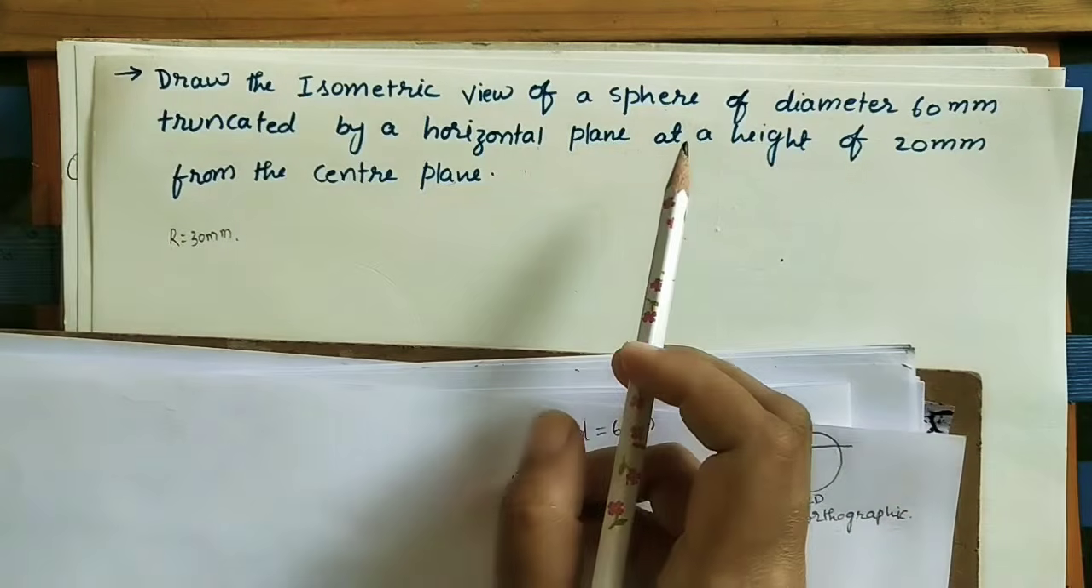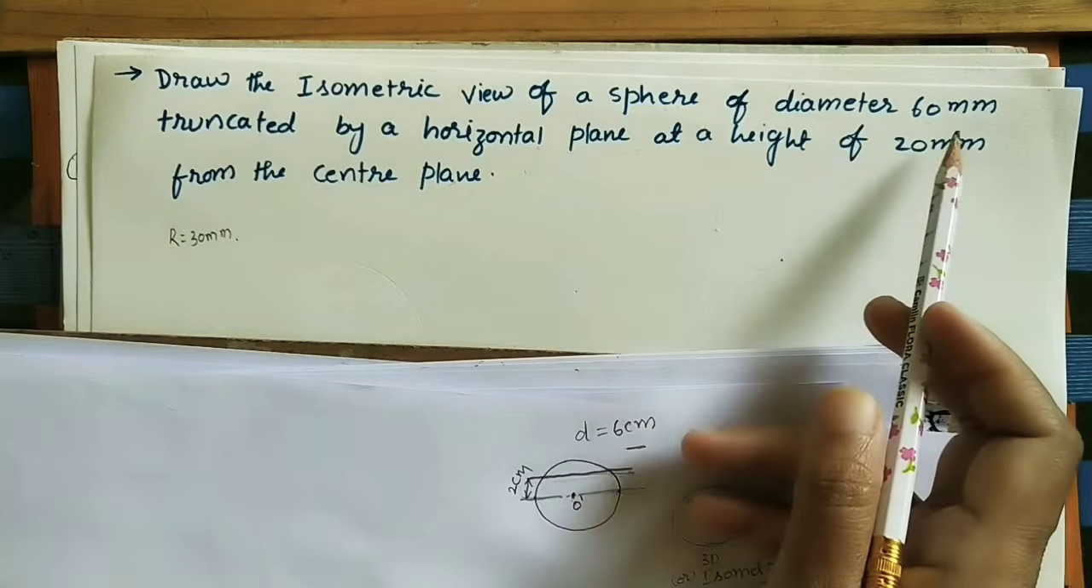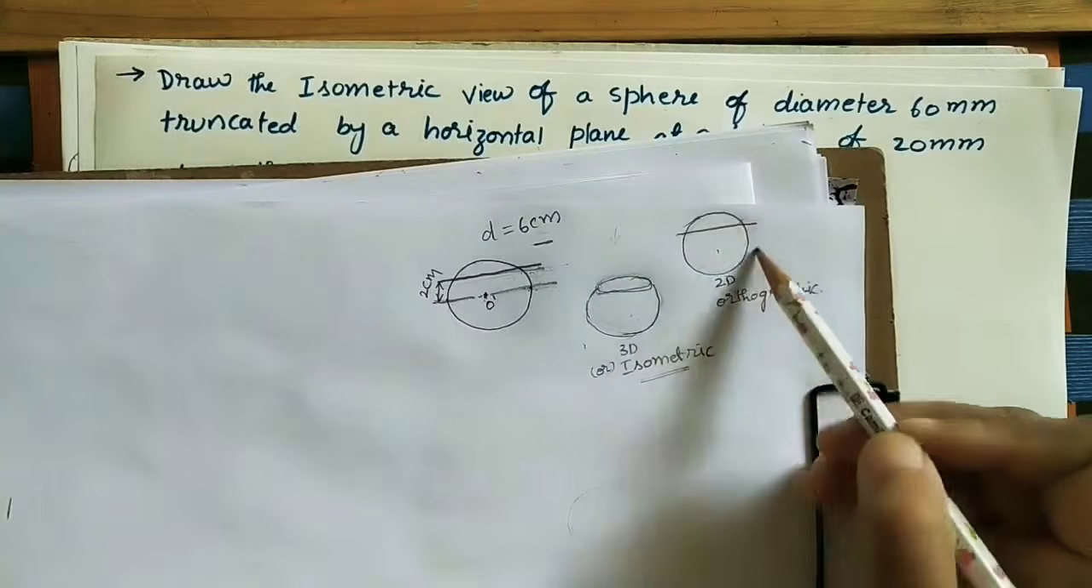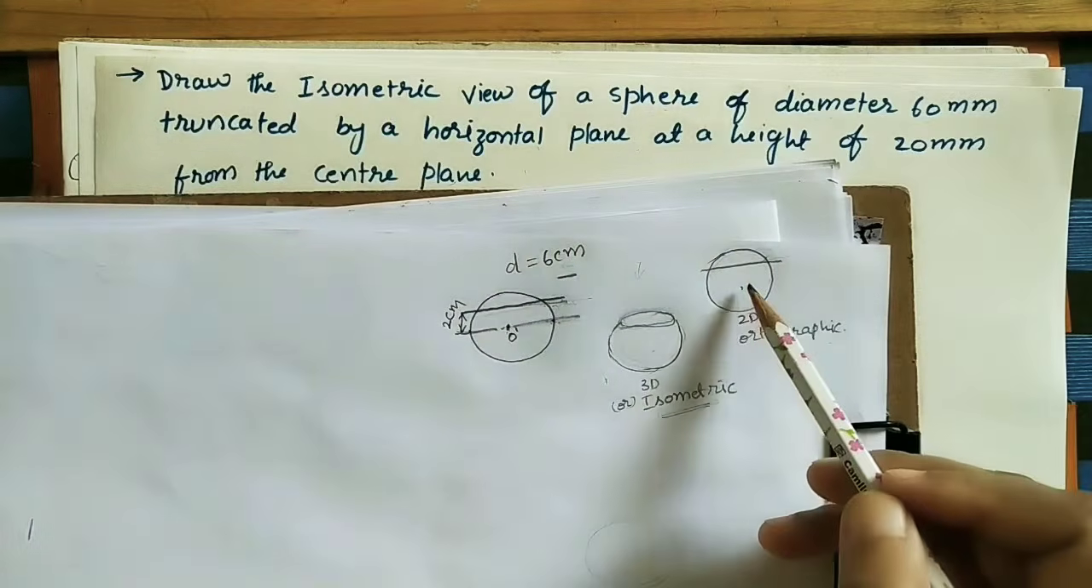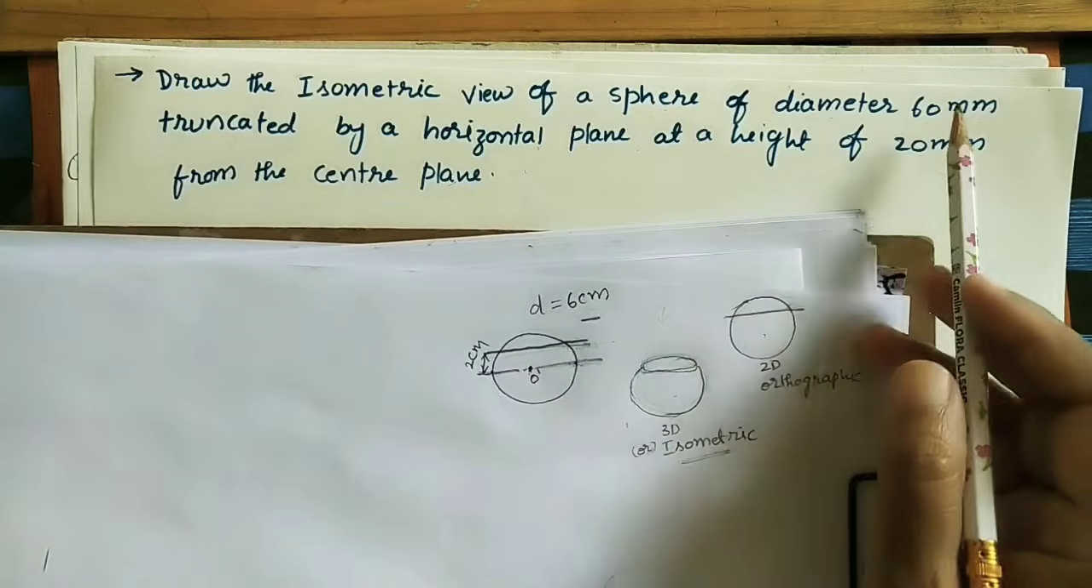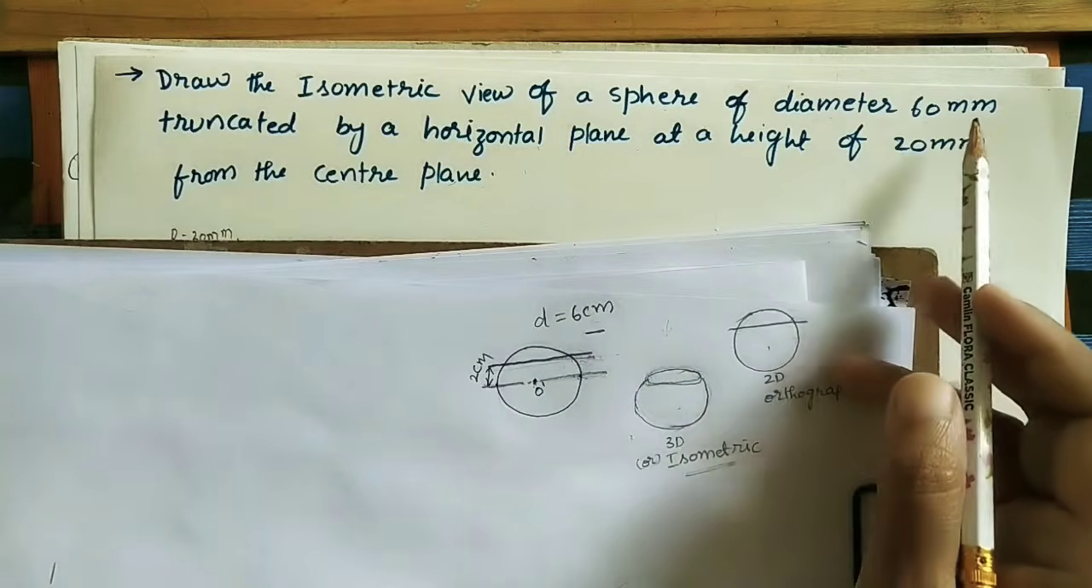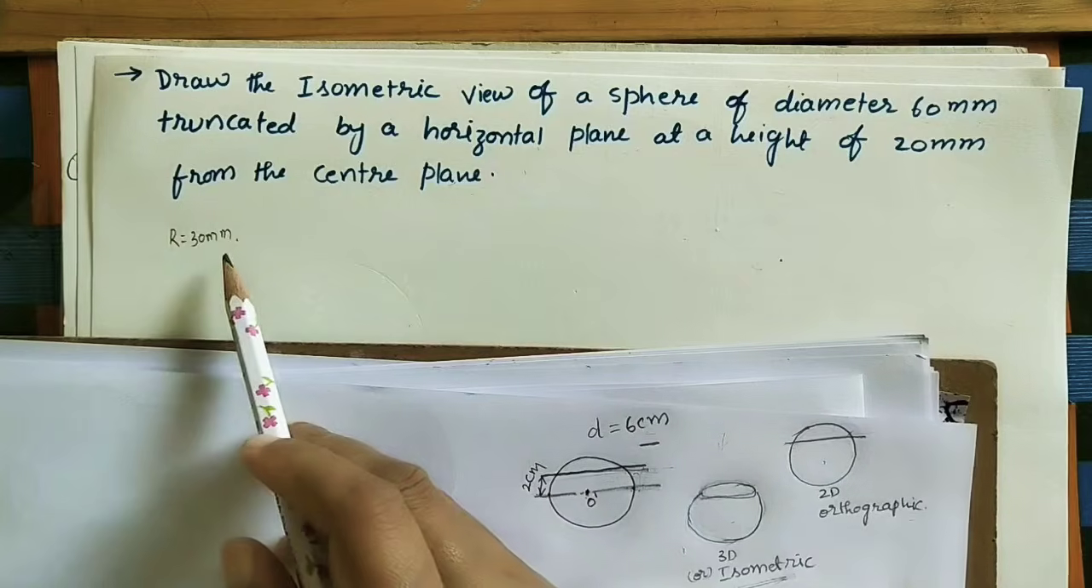Draw the isometric view of a sphere of diameter 60 mm. As I told, the sphere is looking like a circle. What is the diameter of this? 60 mm. So the radius is half of it. Radius is 30 mm. I have written here.